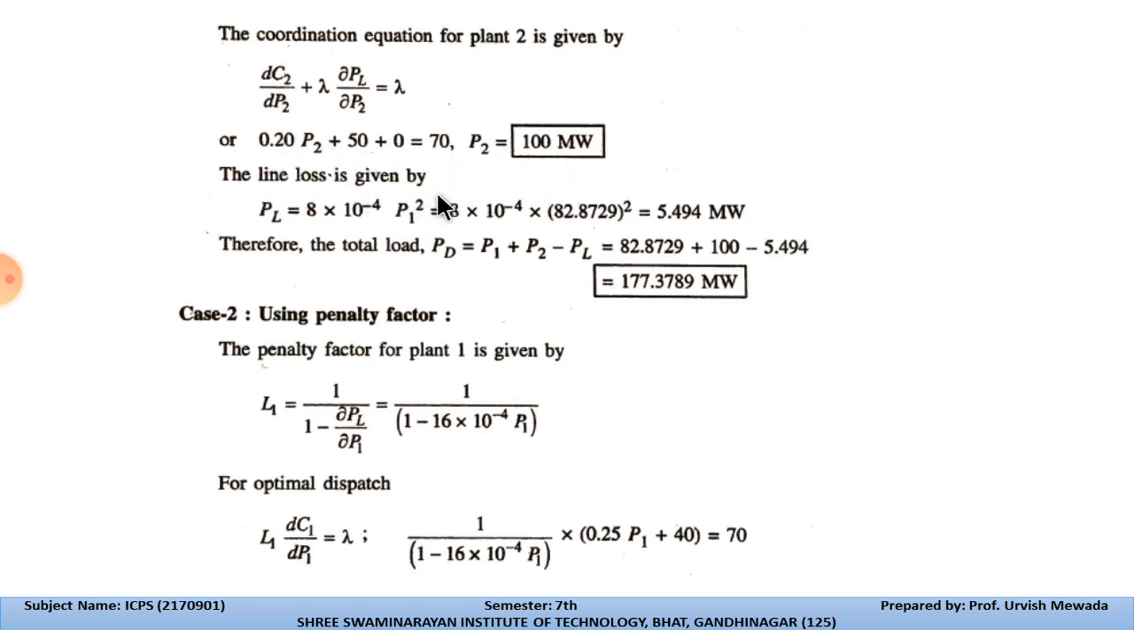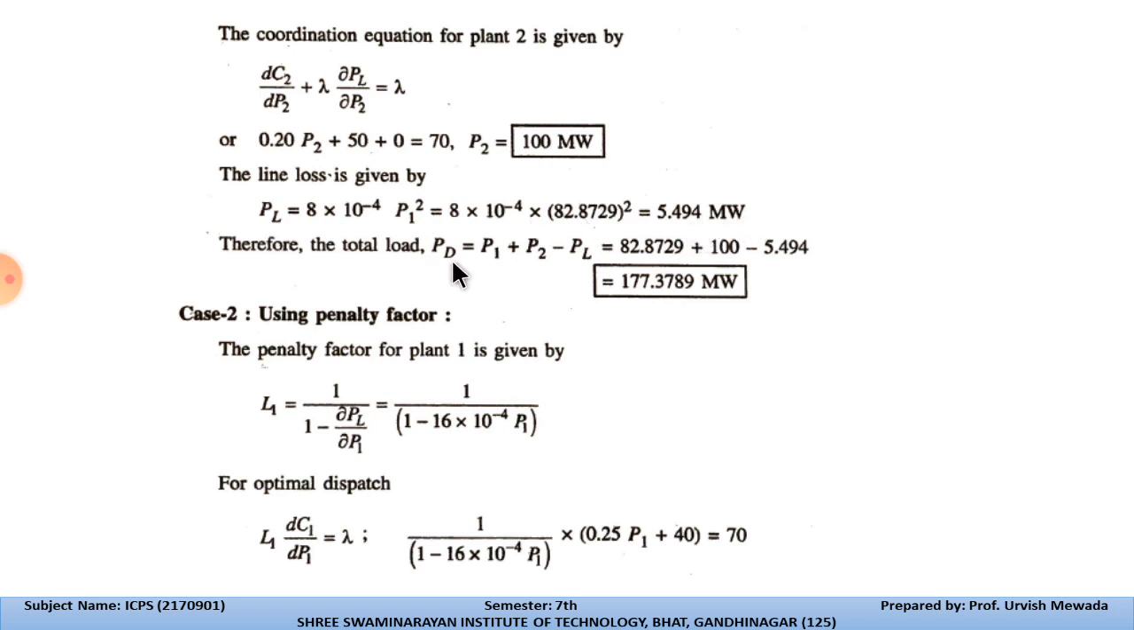So the line loss is given by PL is equal to 8 into 10 raised to minus 4 into P1 square, that is 8 into 10 raised to minus 4 into 82.8729. By applying this we will get the value of the line loss at P1, that is 5.494 megawatt.